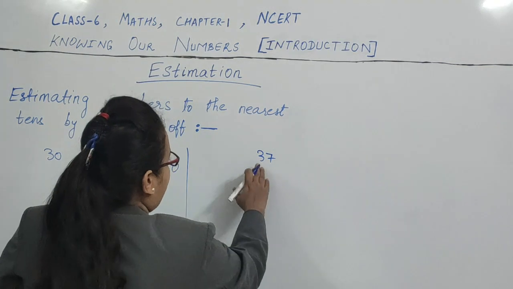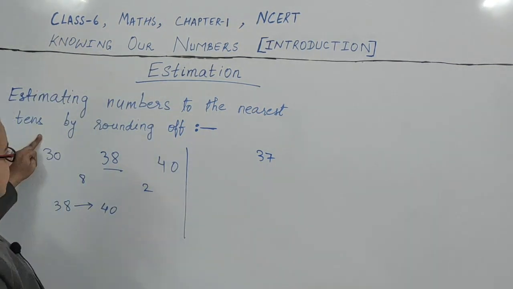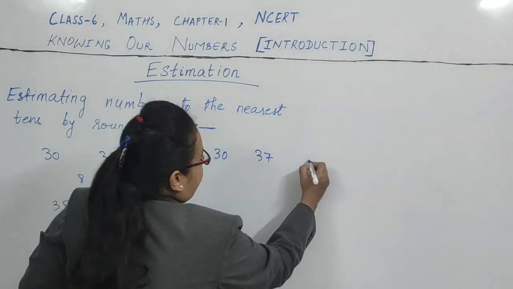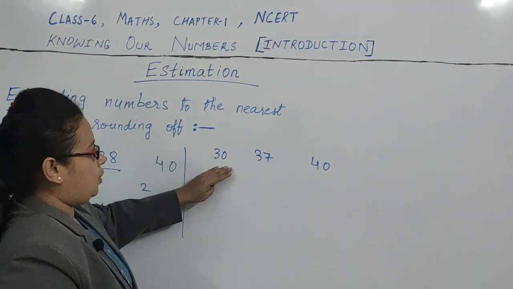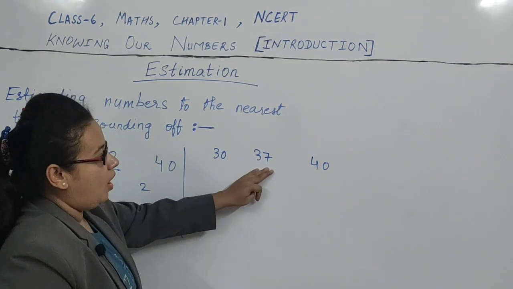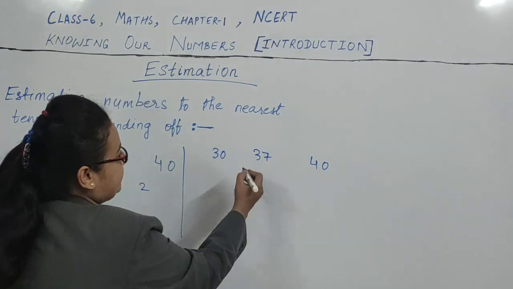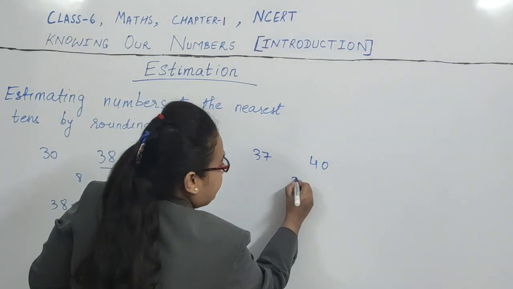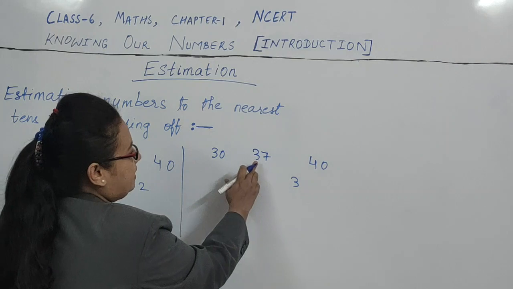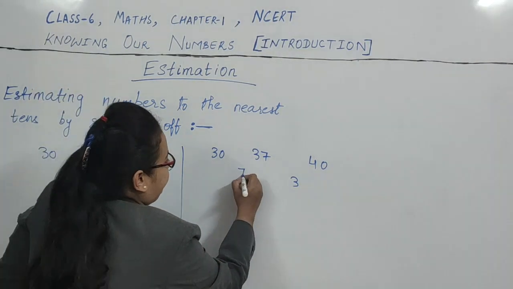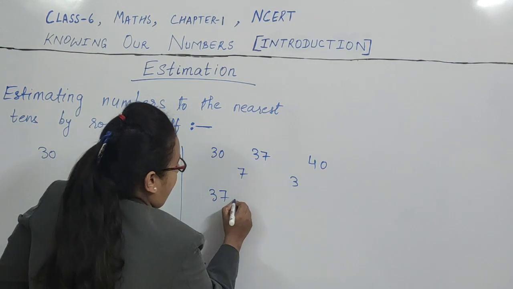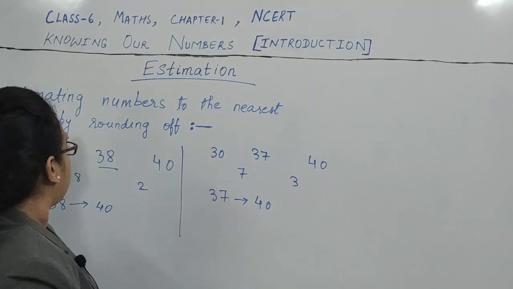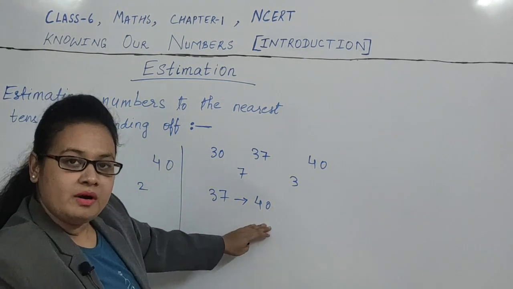37. Now we have to round this number to the nearest tens. 37 is between 30 and 40. Is it closer to 30 or closer to 40? Obviously it is closer to 40, because the gap between 37 and 40 is 3, and the gap between 30 and 37 is 7. So 37 will be rounded off to 40. Means when we are rounding off 37 to the nearest tens, it is rounded off to 40.